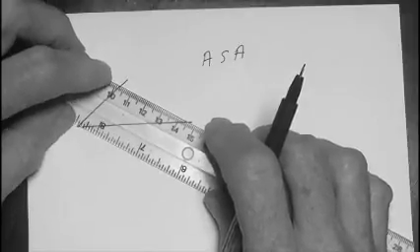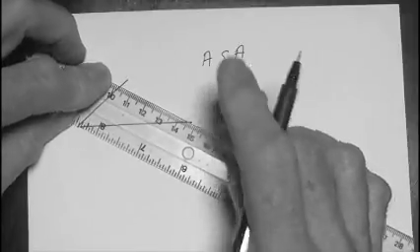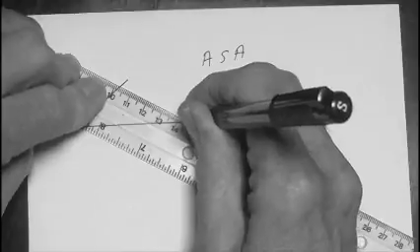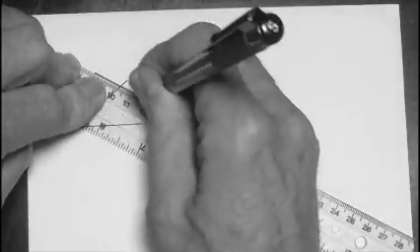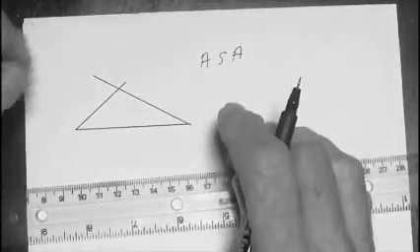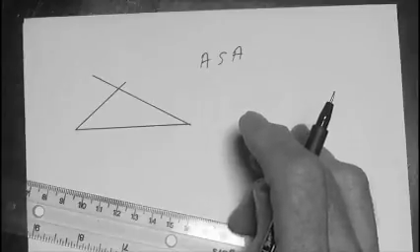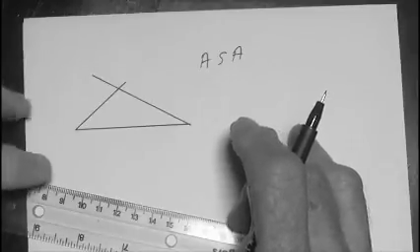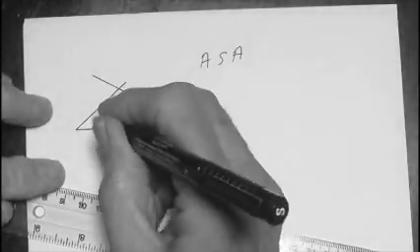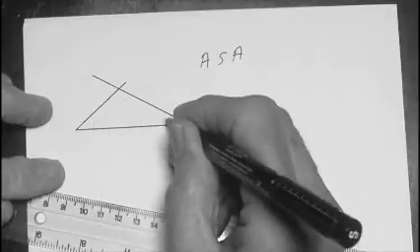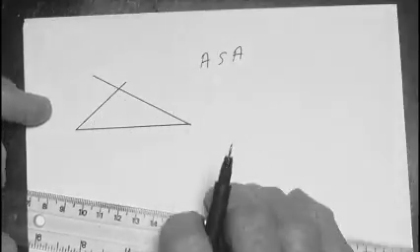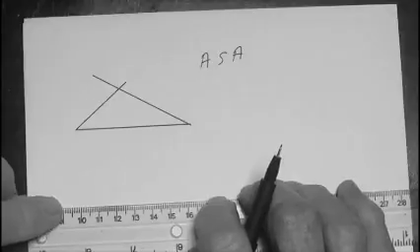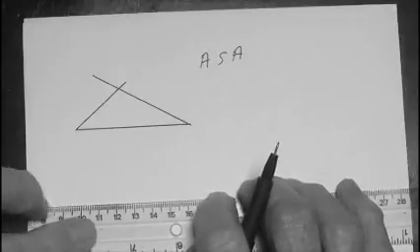Let's see here. Let's go through here this way. There we go. That will do, I guess. Just any old triangle will do. And what I'm going to do is copy this angle, this side, and this angle, and hopefully we'll get a triangle that is exactly matching, and the two triangles will be congruent.